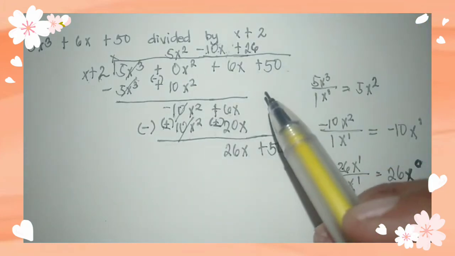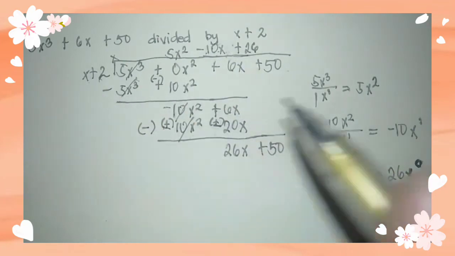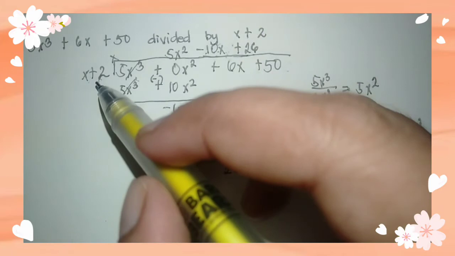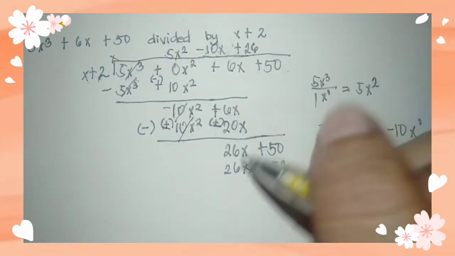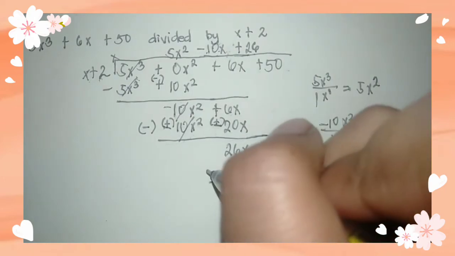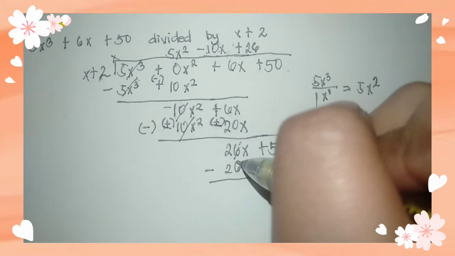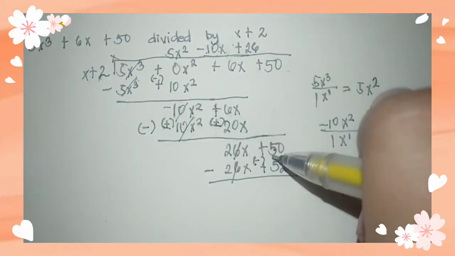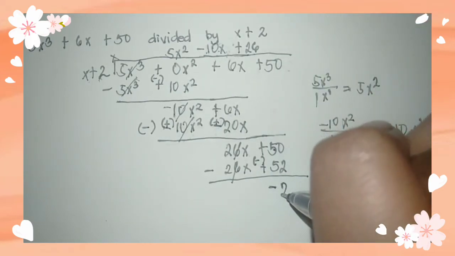Right? And the next thing to do is to multiply 26 to x plus 2. 26 times x is equal to positive 26x. And then 26 times 2 is equal to positive 52. And then, subtract. Naging negative na si 26x, so pwede na natin siyang i-cancel. Si positive 2 magiging negative. That's why 50 minus 52 is negative 2.